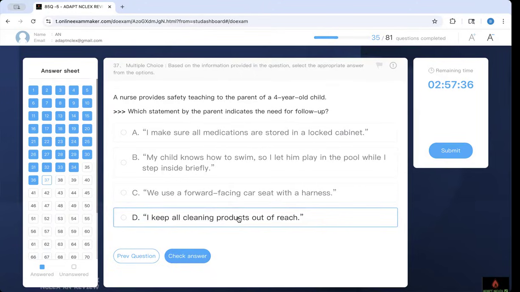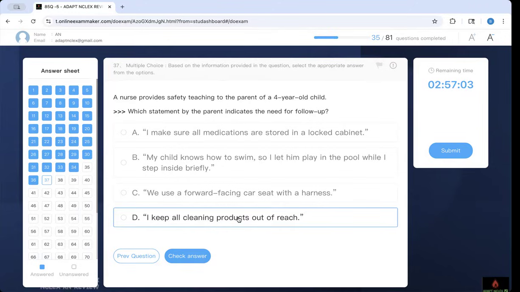And then provide safety teaching to a client of a 4-year-old. We're doing safety now. You see, we're moving. Done fundamentals. So fundamentals of safety, that's where we are right now. I'll make sure all medications are stored in the locked cabinet. Which statement by the parent indicates need for further follow-up? 4-year-old. My child knows how to swim, so I let him play in the pool while I step inside briefly.